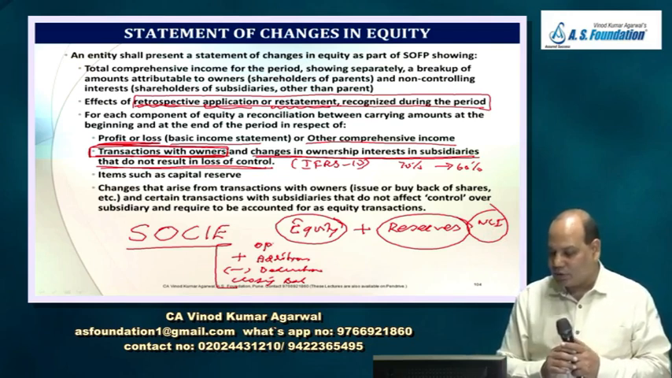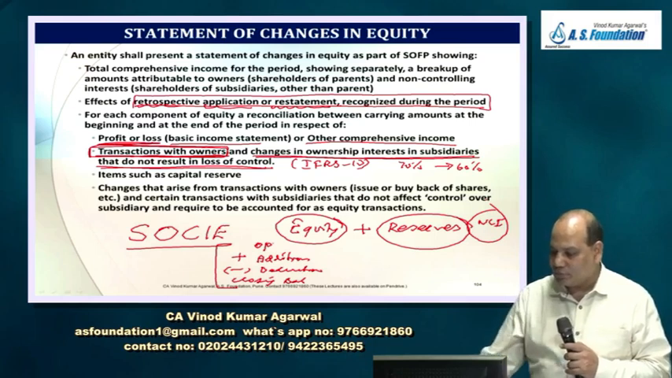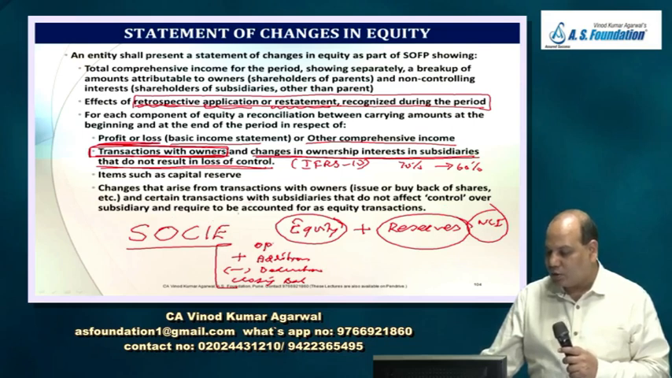Then items such as capital reserve, changes that arise from transaction with owners, for example, issue of share, buyback of share, etc., and certain transactions with subsidiaries that do not affect control over subsidiary and are required to be disclosed as equity transactions.